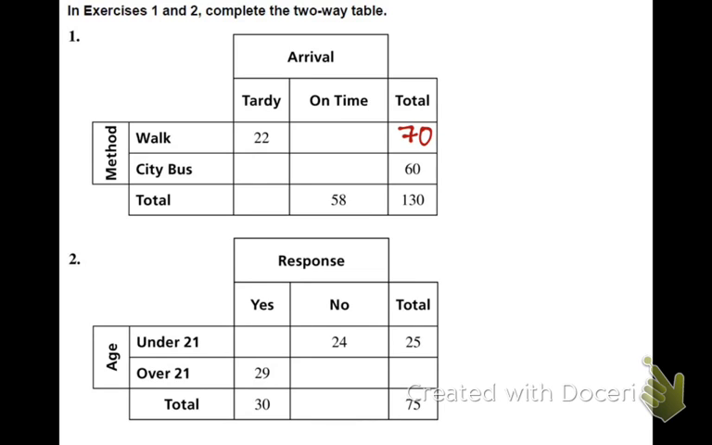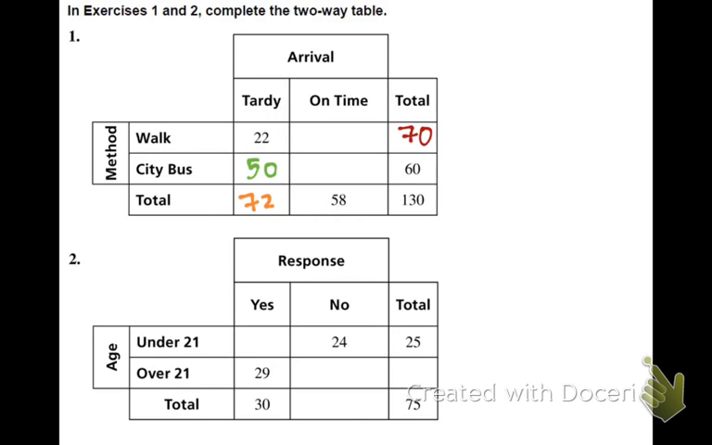70. Because 130 minus 60 is 70. I'm also going to do it this way. You'll see why it makes a really easy number. I have 130 total. 58 were on time. How many of them were tardy? 72. Here's why I did that. Now I know 72 were tardy. 22 of them walked. How many of them took the bus?